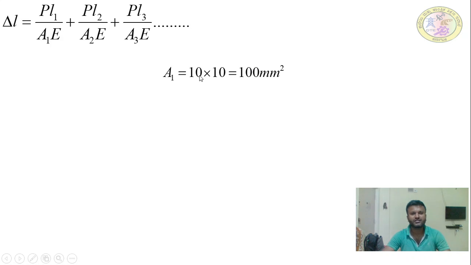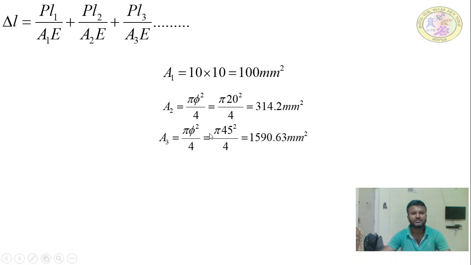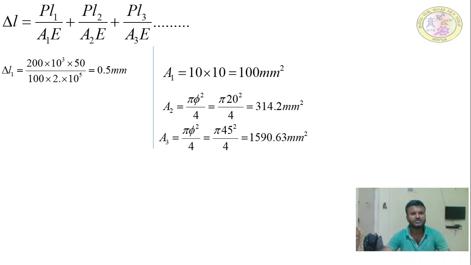First, A1 we want, 10 into 10, 100 mm square. Similarly, A2, this is 20 mm dia, pi d square by 4, 314.2 mm square. Next, A3, 45 mm dia, 1590.63 mm square. Next, delta L1 is equal to PL1 by AE. P is 200 kilonewton, and 1 kilonewton is 1000 newton, so 200 into 10 to the power of 3, L is 50 mm divided by A1, 100 mm square, E is common 2 into 10 to the power of 5. So elongation is 0.5 mm.